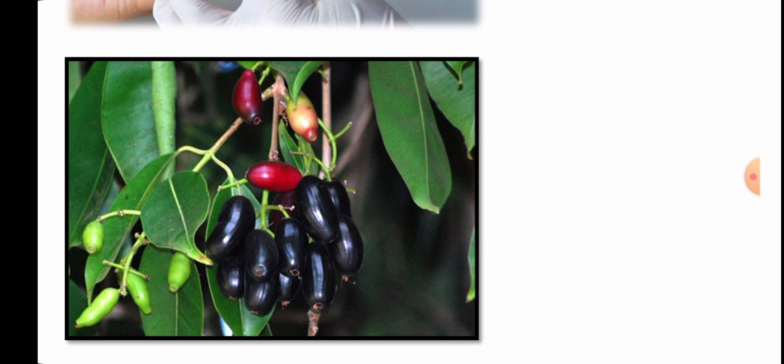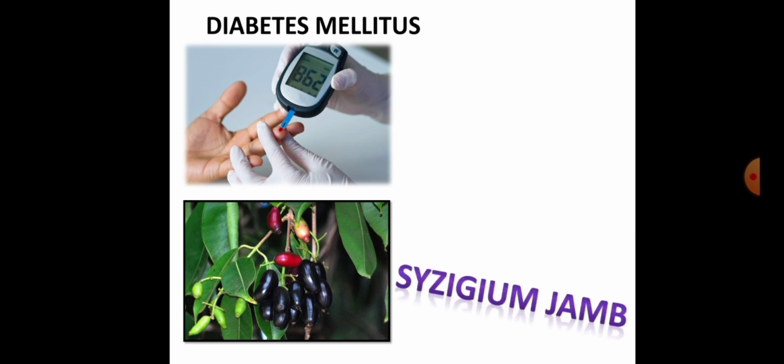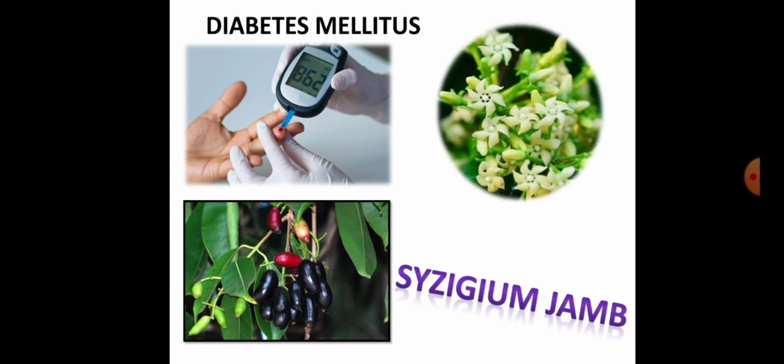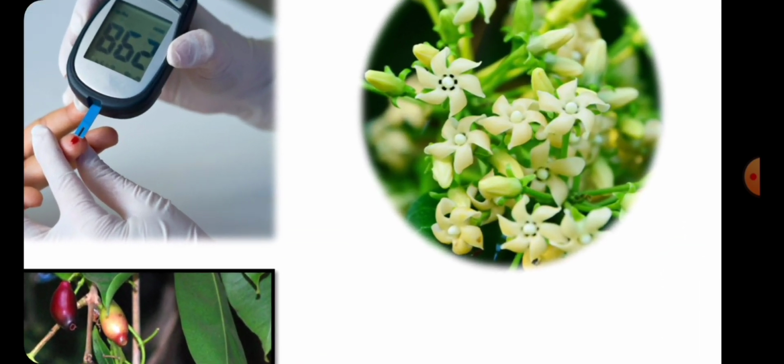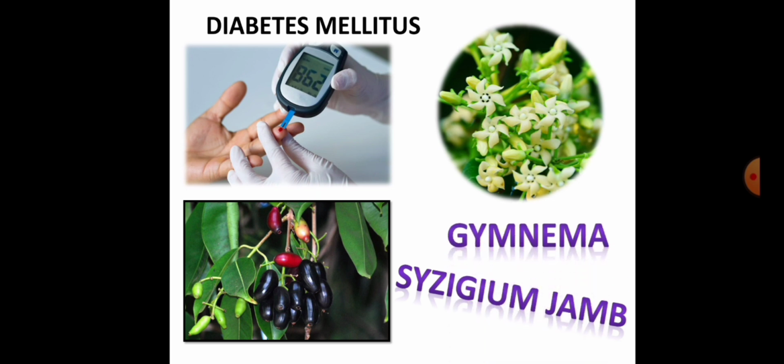Everyone must have guessed the fruit, right? This is jamba, as we call it. I hope everyone loves to eat this, which we call Syzygium jambolinum. Syzygium jambolinum mother tincture is most often used for diabetes mellitus in homeopathy. And one more plant extract, the flowers look something like this, which we call gymnema. Gymnema mother tincture is also used for diabetes mellitus.